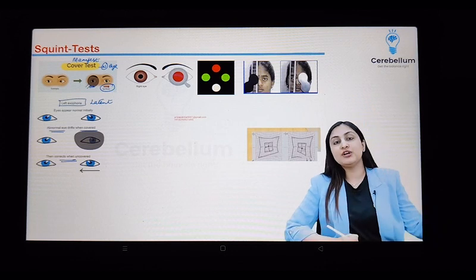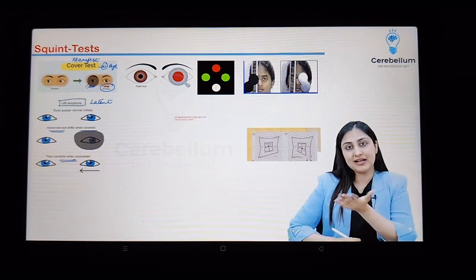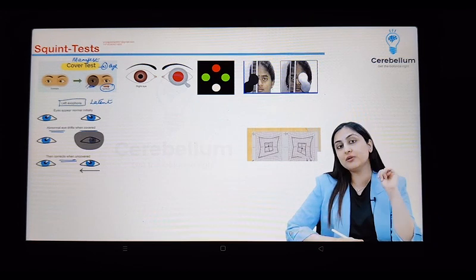Takeaway is cover test is for the diseased, manifest squint. Alright, so that is how you remember. Anytime you have some disease, you want to cover that disease, right? So that's what we are doing, but we are covering the normal eye, remember that.